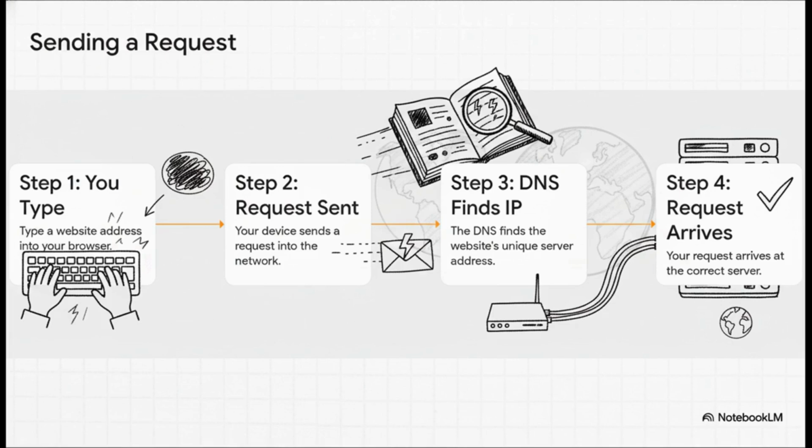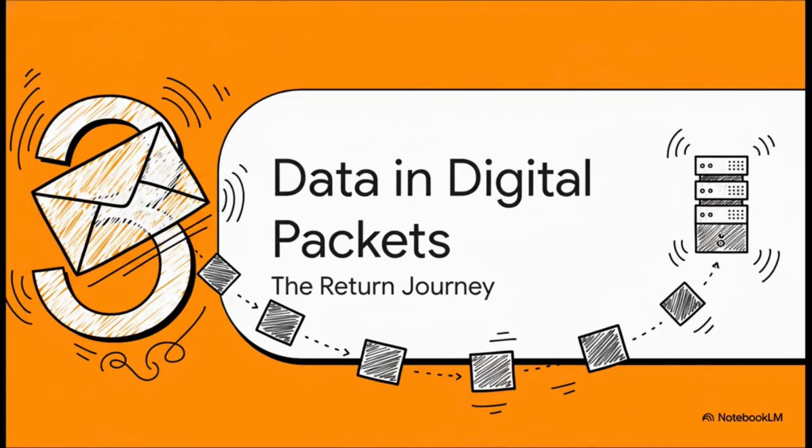Then your request travels through all those cables, guided by these digital traffic cops called routers, all of them working together to find the best path, until your request arrives at that exact server, even if it's on the other side of the planet. Okay, so your request made it. The server got your letter asking to see the website. Now it has to send that website back to you.